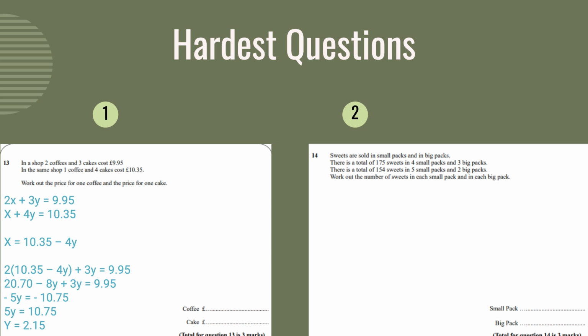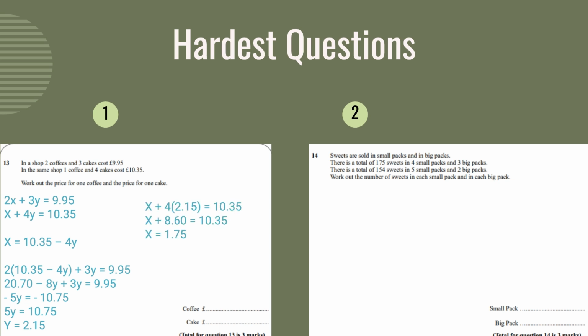We rearrange our second equation to get x on its own, to get x equals 10.35 minus 4y. Now we sub x into our first equation. So we do 2 times the bracket of 10.35 minus 4y plus 3y equals 9.95, which gets us to 20.7 minus 8y plus 3y equals 9.95. And if we simplify this all down, we get minus 5y equals minus 10.75. This is the same as 5y equals 10.75. Divide by 5 to get y on its own, which equals 2.15.